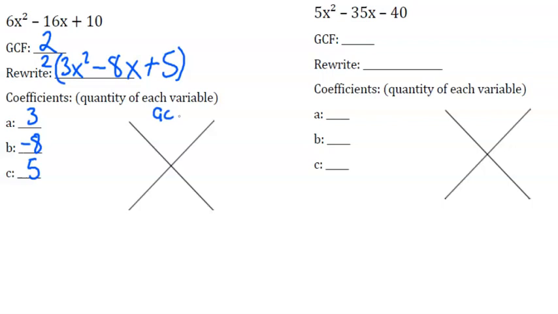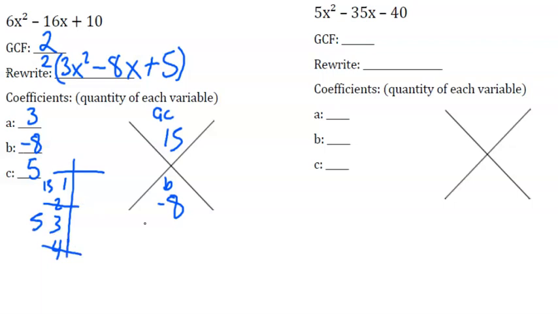Draw your x. A times C is 3 times 5, that's 15. B is negative 8. Find two numbers that multiply to give you 15 and add to give you negative 8. So let's write out those factor pairs of 15. So we have 1 and 15. 2 doesn't work. And then 3 and 5. And then 4 doesn't work.